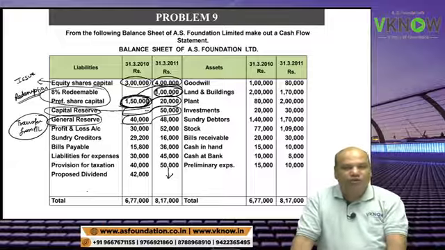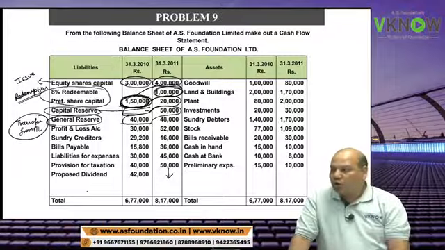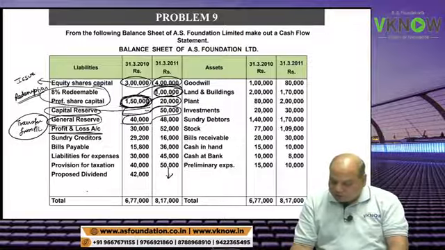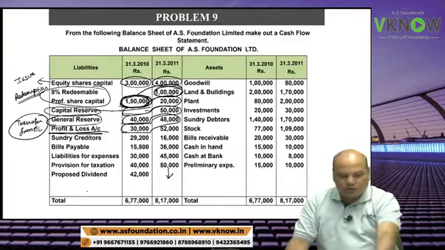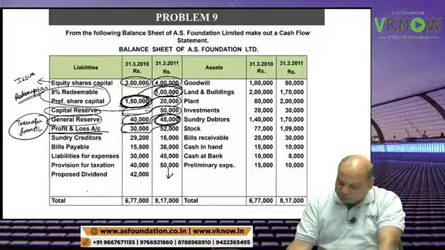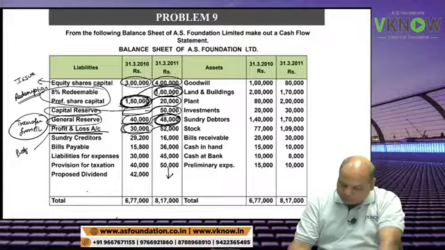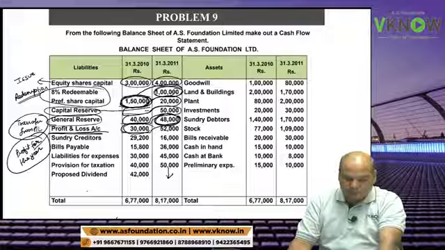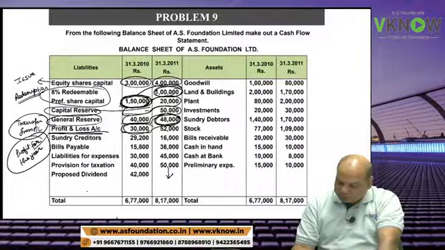When general reserve increases, normally we assume it is transferred from the P&L account. P&L account balance: opening 30, closing 48. The difference of opening and closing represents profit for the year. Closing profit is more than opening profit, which means it represents profit for the year.